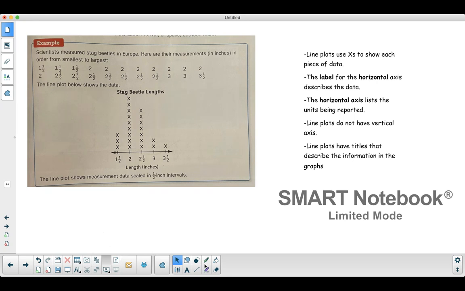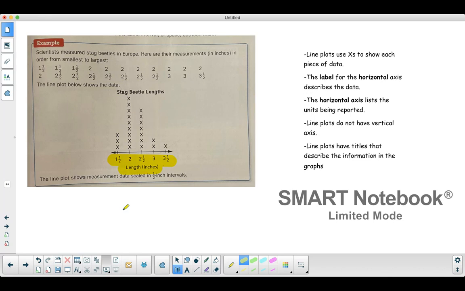If you take a look at our horizontal axis, we are going to see that the data was being represented in inches, and it was describing the length of the stag beetles. Now the X's within the line plot are representing the number of beetles that were reported at that length. For example, we had 2 stag beetles that were a length of 3 inches. We had 1 stag beetle that was a length of 3.5 inches. We had 3 stag beetles that were a length of 1.5 inches. The line plot shows measurement data scaled to the half inch.